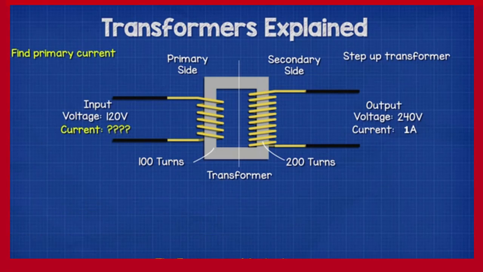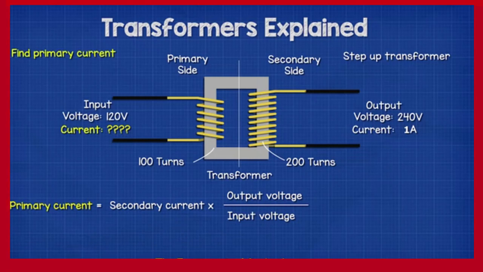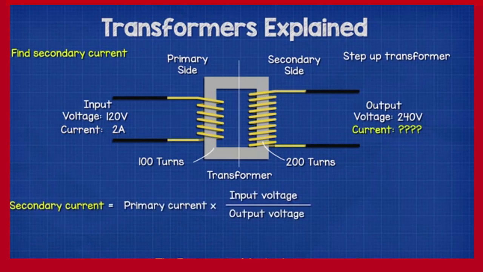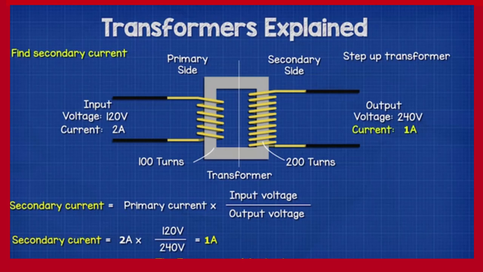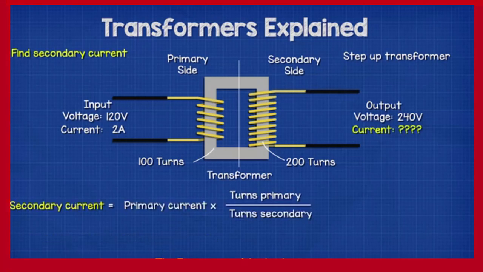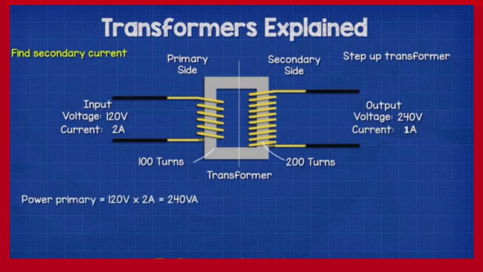We could also find the answer if we knew the secondary current and both voltages by using this formula. If we knew the current on the primary side and the voltage of the primary and secondary, we could find the secondary current by using this formula. Or we could also find the answer by using this formula if we knew the number of turns. And then we check the power is the same on both sides of the transformer by multiplying the voltage and current.